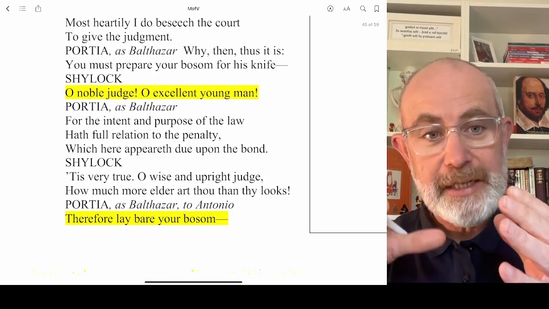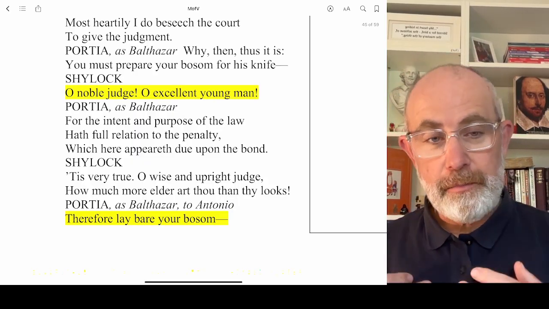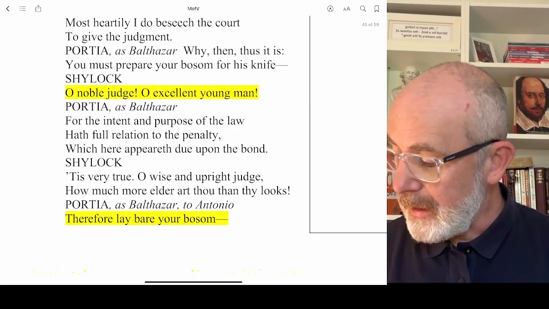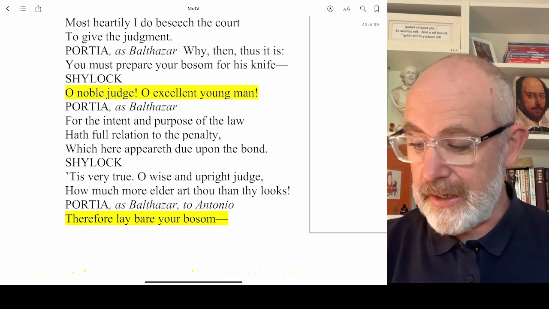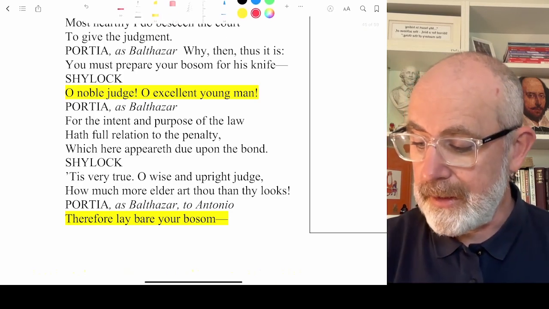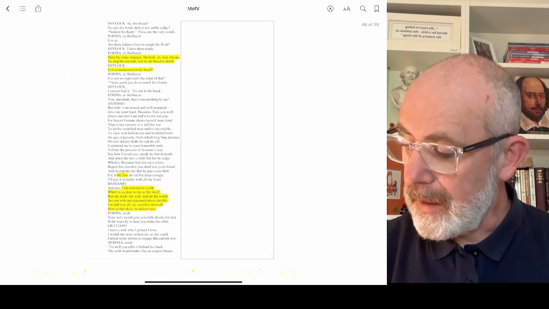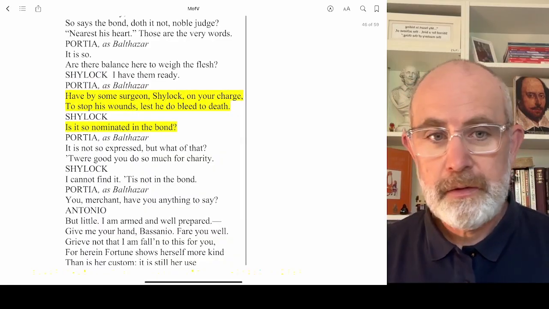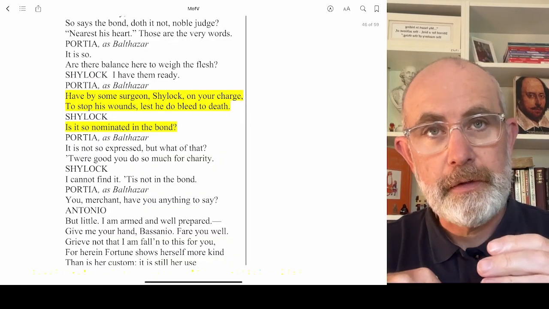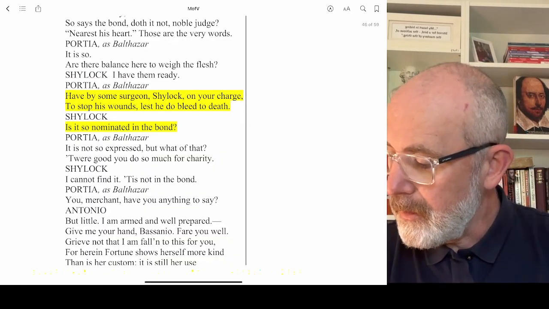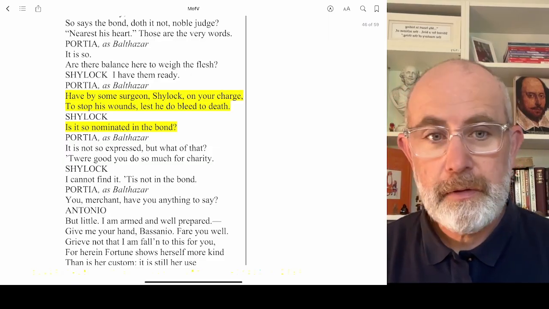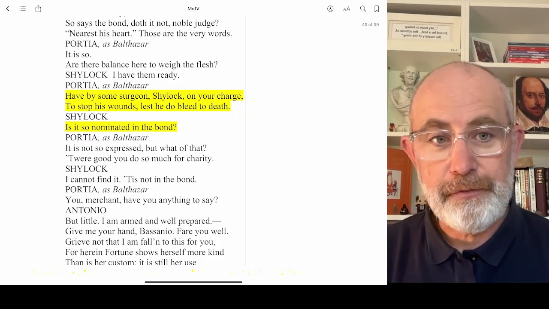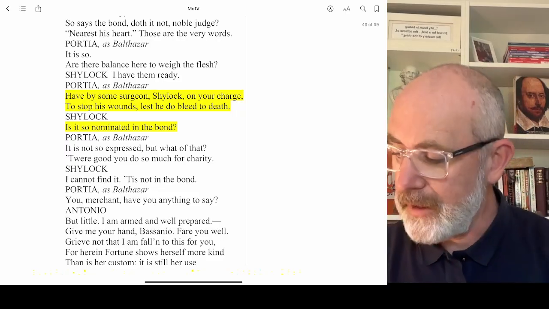This is the most tense moment in the whole play. Antonio was told by Portia, lay bare your bosom. In other words, open your shirt because he's going to take that pound of flesh. And of course, take a pound of flesh, you're going to kill him. And it's at that moment that the trap is sprung. And Portia says, have you got the balance here to weigh the flesh? In other words, the scales. It's a pound of flesh.